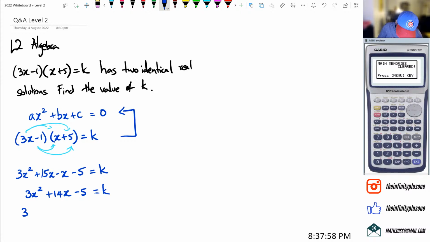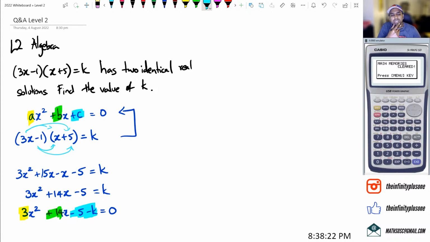We're going to bring the k to the right hand side, so we end up with minus 5 minus k equals 0. At this point we've got the a value, which is 3, the b value, which is positive 14, and the c value, which is negative 5 minus k.